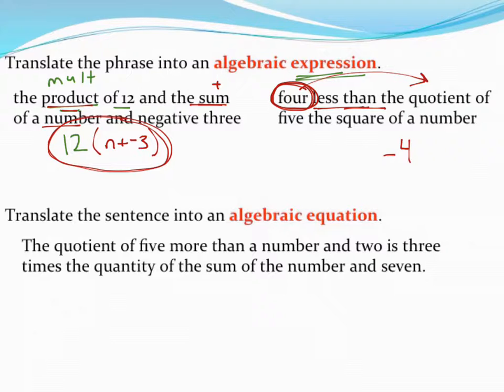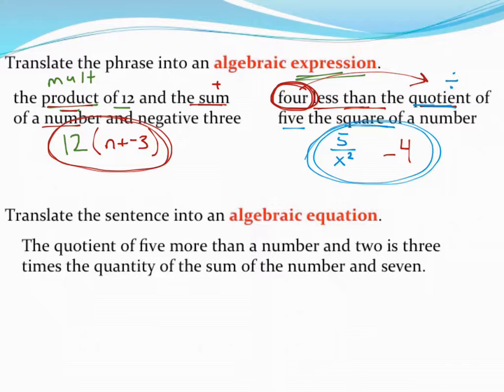What I want to find 4 less than of is, here's another keyword, the quotient, which is going to tell me to divide something. So I want to divide 5. I'm going to use a fraction to show division rather than the divide symbol. So 5 and the square of a number. Again, I don't know what the number is, so I'll use x. Squaring something means to raise it to the second power. So there's the quotient part, the quotient of 5 and the square of a number. And if I want 4 less than that, then that's where that -4 goes. But notice again, it's at the end of the problem, not at the beginning.